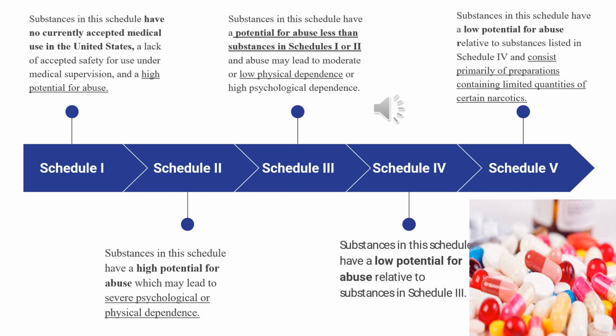I created this schedule map to share the different definitions of the different drugs in those schedules. Marijuana is classified in Schedule I, which says it has no current accepted medical use in the U.S., a lack of accepted safety for use under medical supervision, and a high potential for abuse.